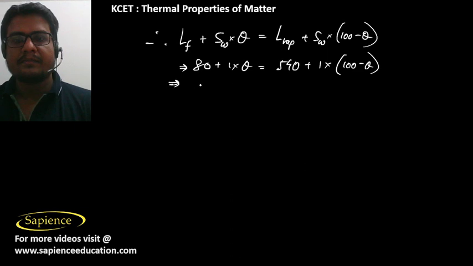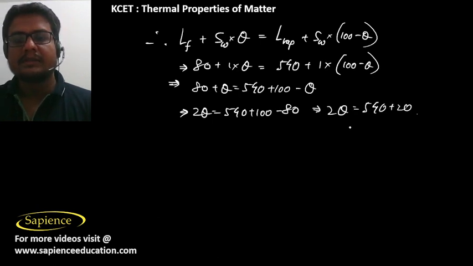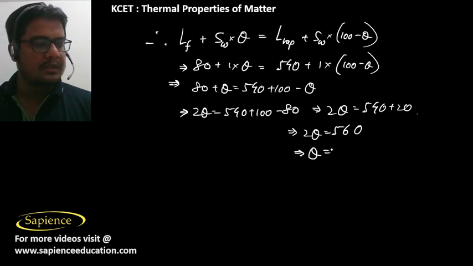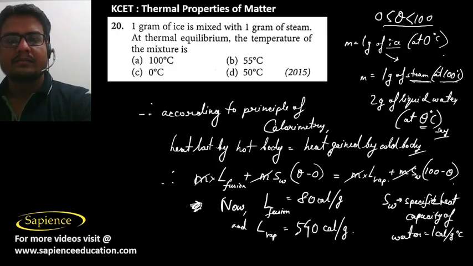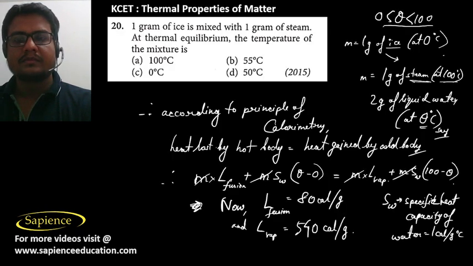So this will be 80 plus theta equal to 540 plus 100 minus theta. So 2 theta will be equal to 540 plus 100 minus 80. So 2 theta will be equal to 540 plus 20. Therefore 2 theta is equal to 560, so theta will be equal to 280. Okay, something is wrong here.